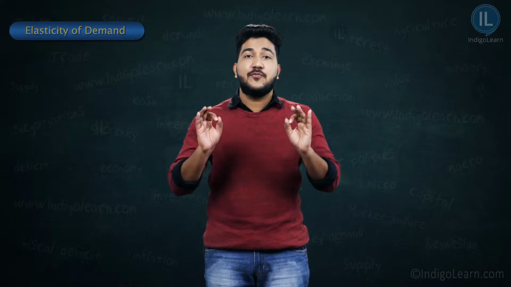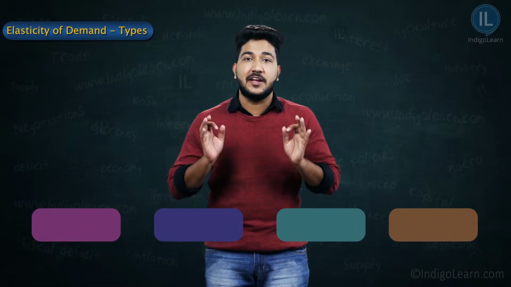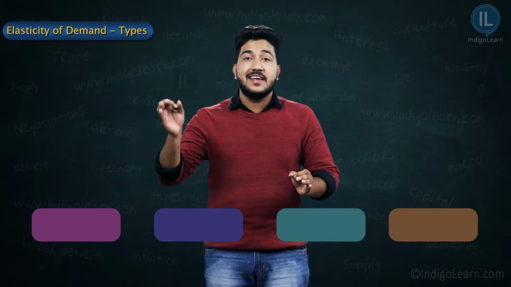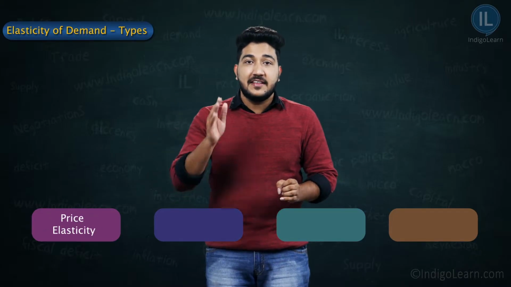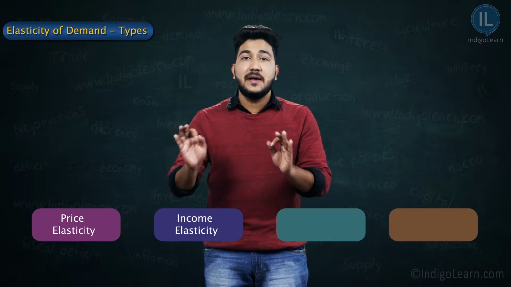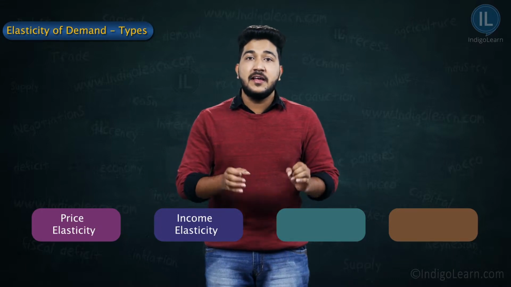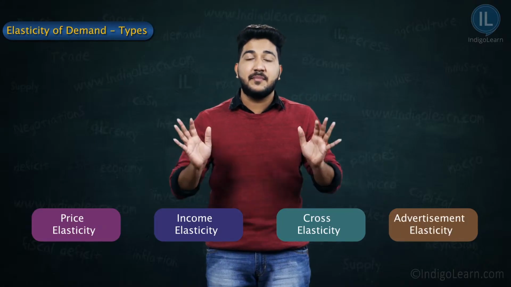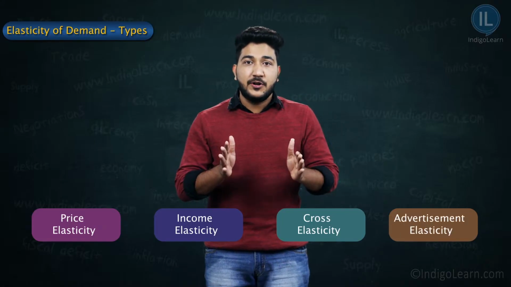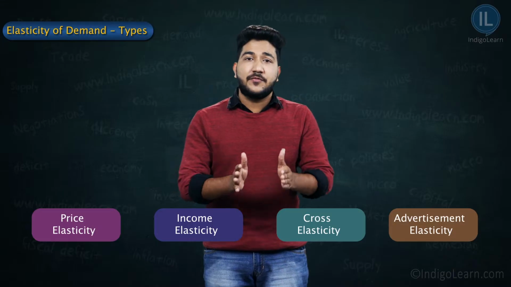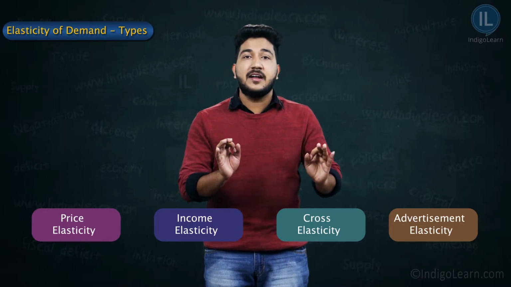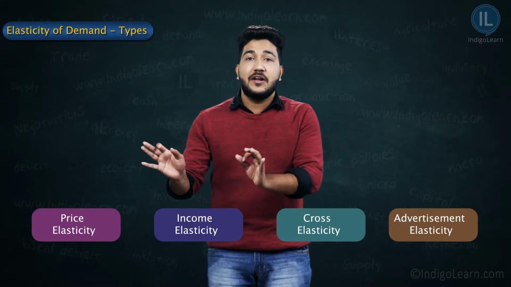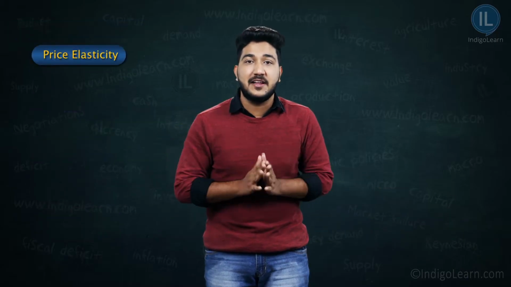Now from the elasticity point of view, there are 4 types of elasticities that we need to learn. The first one is price elasticity, the second one is income elasticity, the third one is cross elasticity, and the fourth one is advertisement elasticity. We will go through each one of them one by one with 100% conceptual clarity. So let us take the price elasticity first.